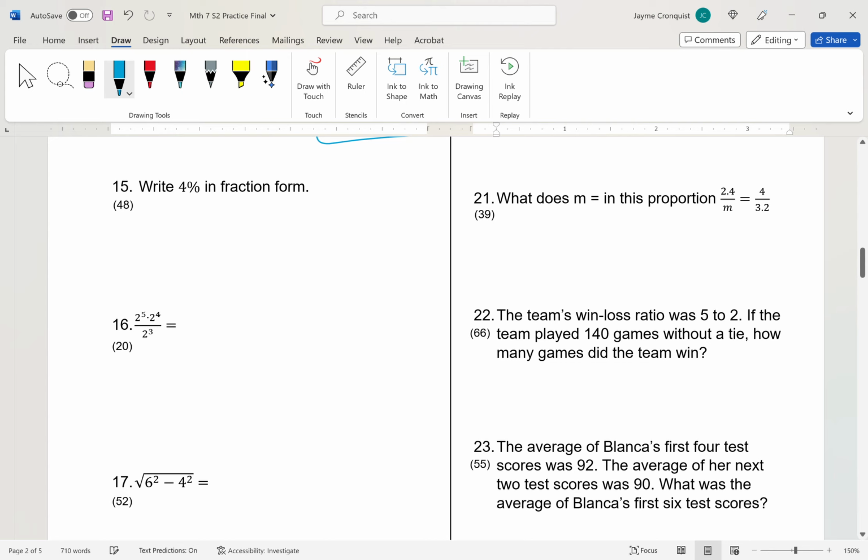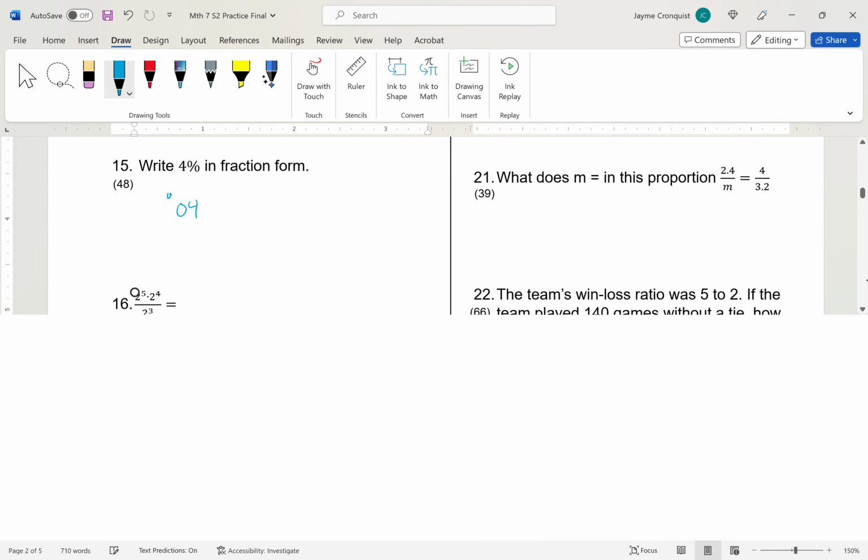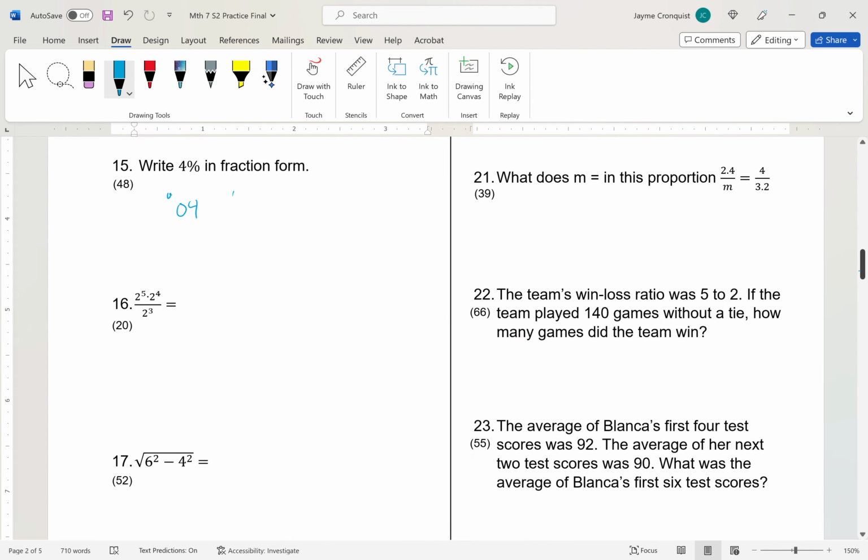Okay, write 4% in fraction form. Well, remember 0.04, and so it becomes 4 over 100, which simplifies to 1 over 25. So that would be my fraction answer.